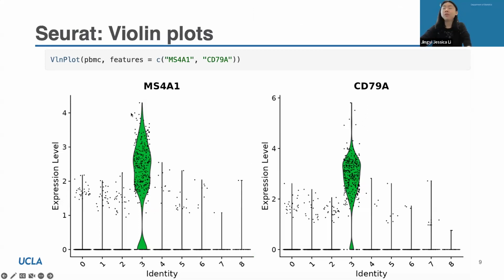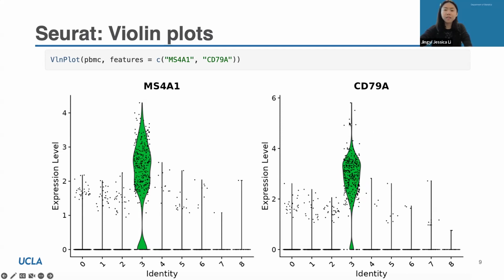So the violin plot shows every gene's expression distribution within a cluster. This gene is found as a cluster 3 marker. So looking at the violin plot, you can confirm the gene is much more highly expressed in cluster 3 than in other clusters. And same for this gene.